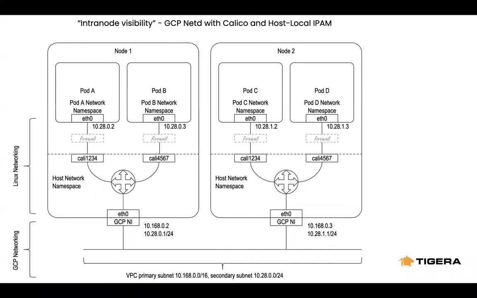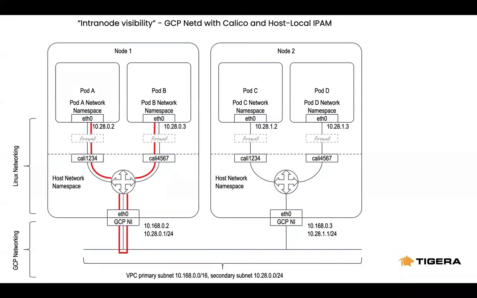And here is the third example with GCP and netd, where the configuration is similar. It's actually, that's a mistake. The interfaces in this case start with GKE, I believe, and the traffic is routed in. So now, when you have intranode visibility, for instance, if pod A is trying to send packets to pod B, it is going to loop all the way through the GCP network interface.